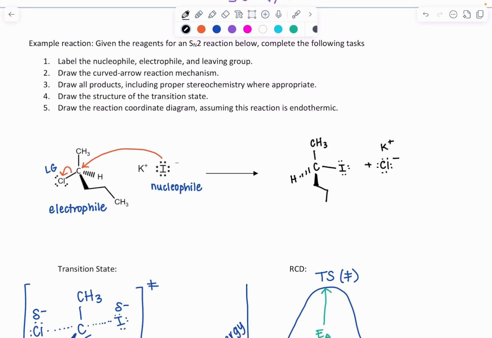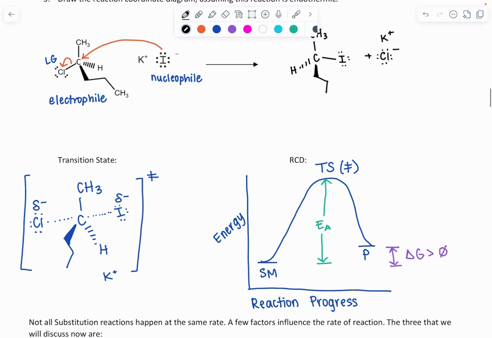All right, this video will continue talking about SN2 reactions. Just going back, as a refresher, SN2 reactions are substitution. The leaving group leaves a molecule, and it is substituted for a nucleophile. And you have the mechanism here with an example. We talked about transition states and reaction coordinate diagrams.